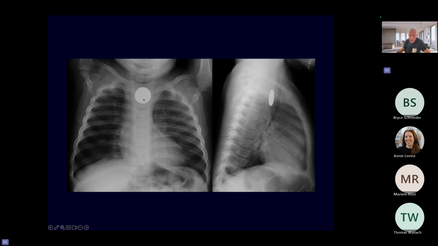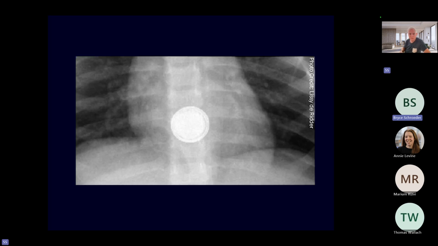So on an AP, on a PA, on edge, on a lateral. But what is this? Well, it's most likely a coin. It doesn't appear to have a double rim sign that would imply it's a button battery. But of course, like that? Yes, like that. That is definitely a button battery.